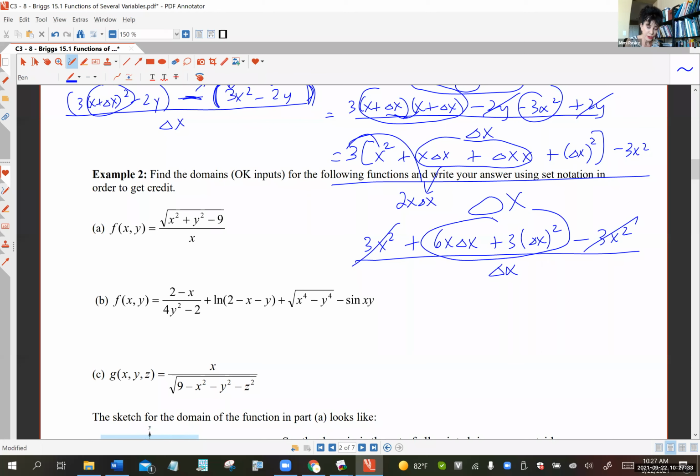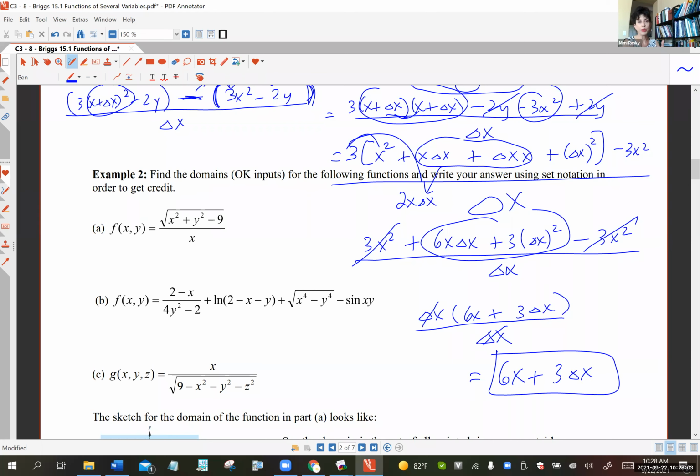And then the two terms that are left in the numerator, I'm going to factor out a common factor. And there's more than just delta x as a common factor, but for now, I'm just going to factor out the delta x only because I can. And then I'm dividing by delta x. So the beautiful thing that happens is the delta x's cancel. And my final answer to this big mess is 6x plus 3 delta x.